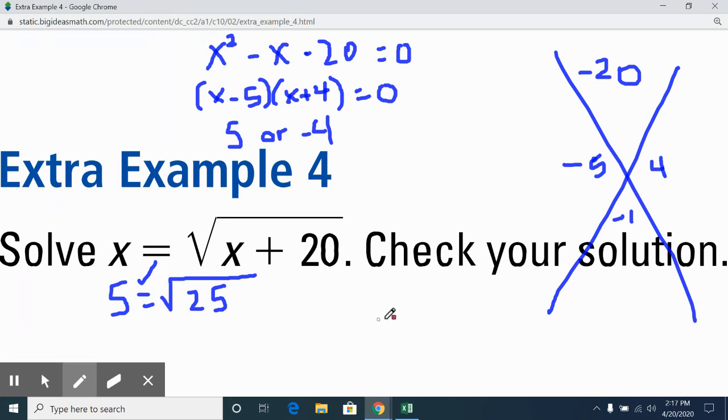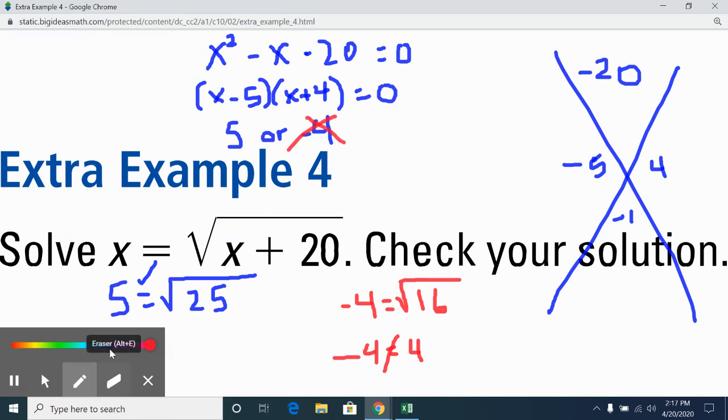Now let's try the other one. Let's plug in negative 4 and see if that works. So negative 4 equals the square root of negative 4 plus 20, so the square root of 16. The square root of 16 is positive 4, so I end up with negative 4 equals positive 4, and that's not true. So negative 4 would be my extraneous solution. This really doesn't work, and only 5 does work, so that's my only solution here.